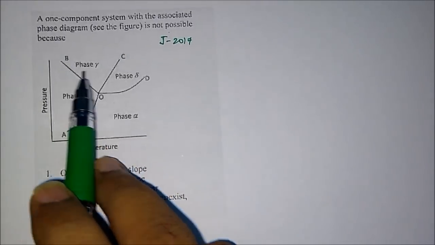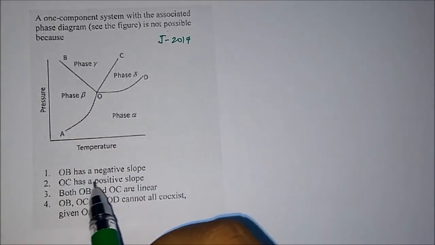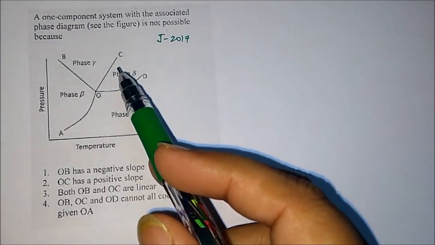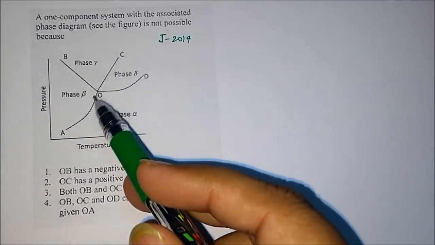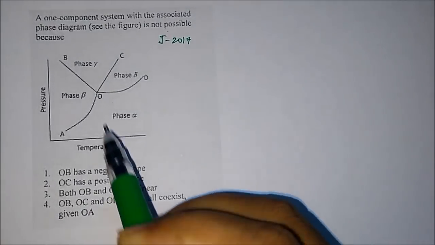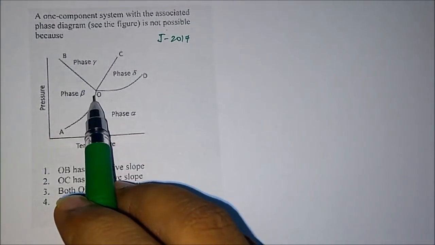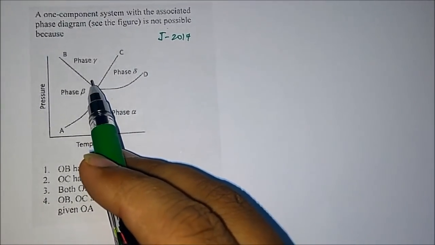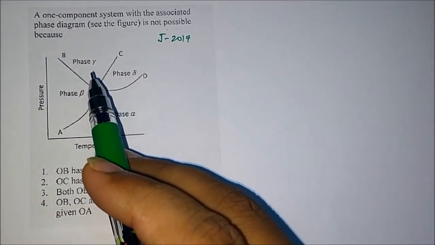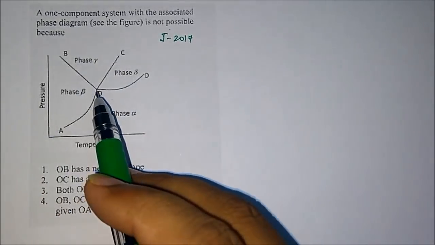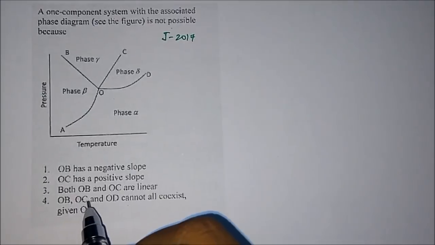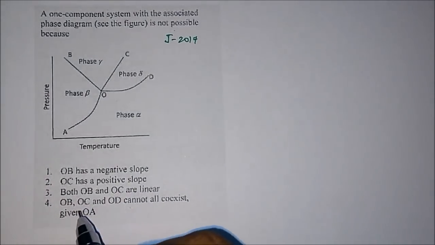Now OC has a positive slope, so that is also not a problem, because for carbon dioxide we have a positive slope. OB and OC are linear, that means both of the slopes are straight lines. That is also not a problem, because we have already seen for water and carbon dioxide both, that these lines exist as straight lines. Now the fourth point says that OB, OC and OD cannot all coexist at given OA. So at this point all of them cannot coexist.